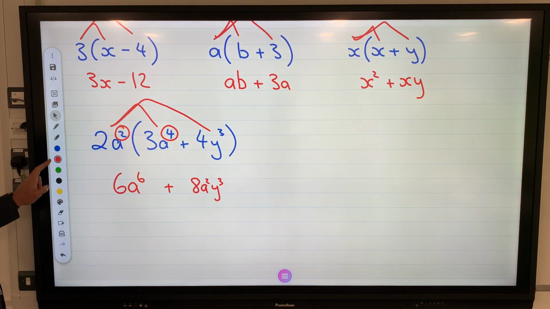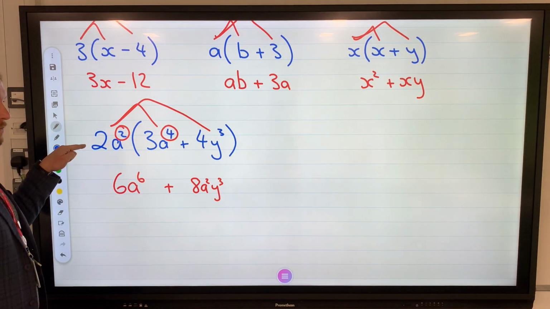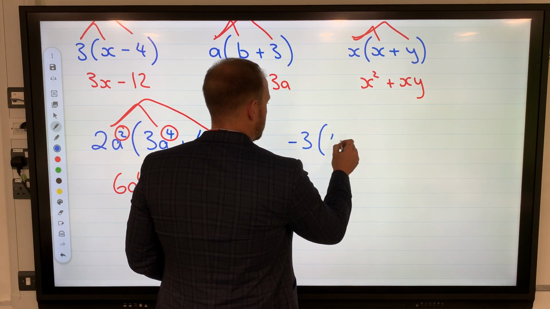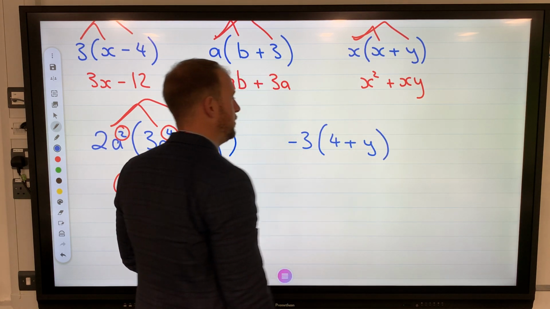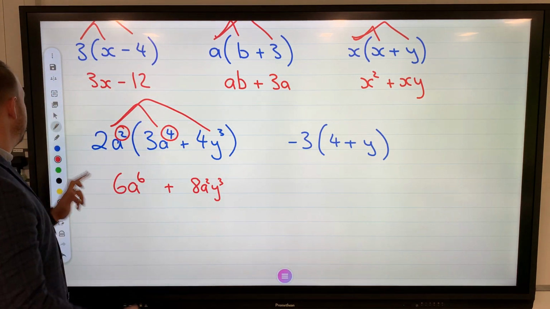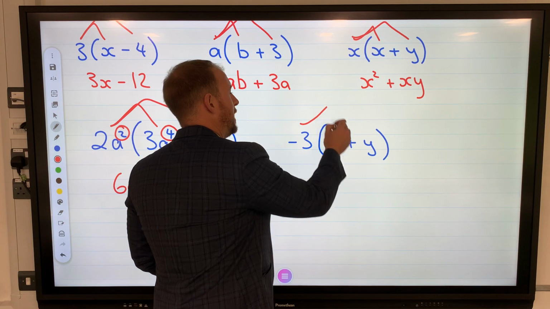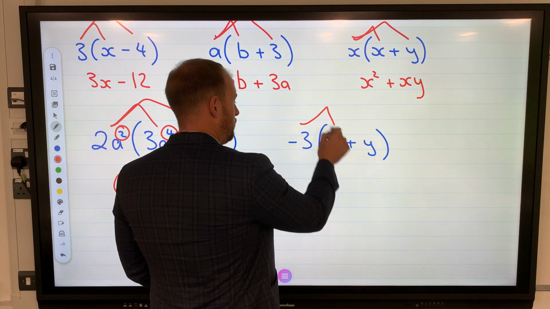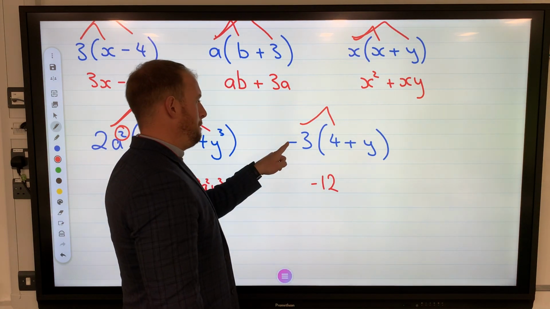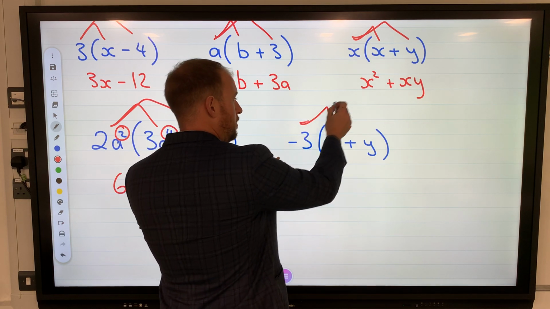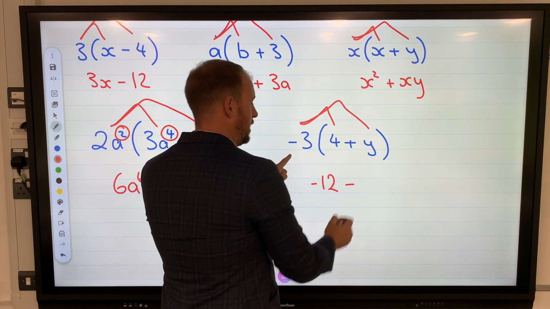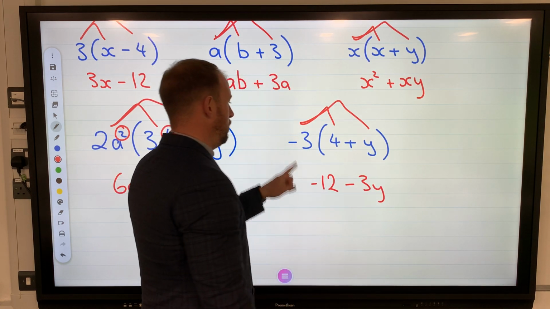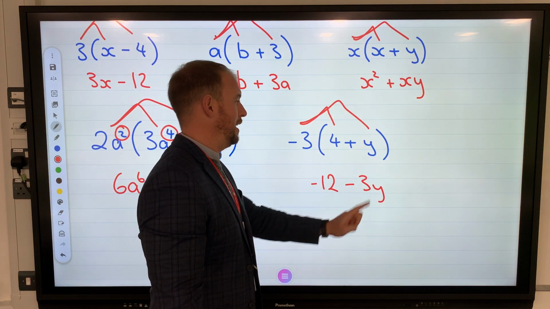How about if we had a negative number at the start? So if I had minus 3, open bracket, 4 plus y. Again, we need to multiply everything that's outside by what's inside. Minus 3 times 4. Minus and a plus makes a minus. 3 times 4 is 12. Minus times a positive would be a negative, and then 3 times y is 3y. Or minus 3 times y is minus 3y.